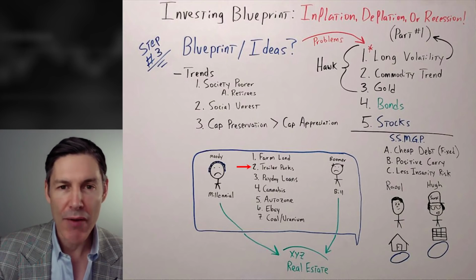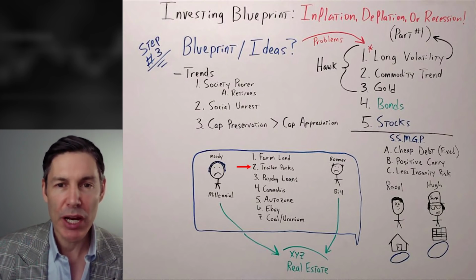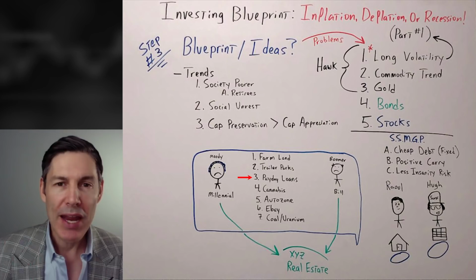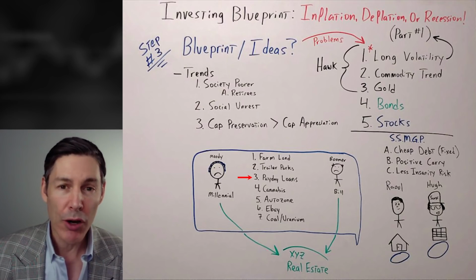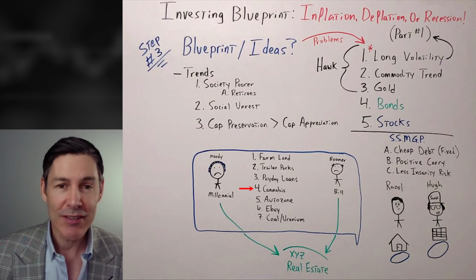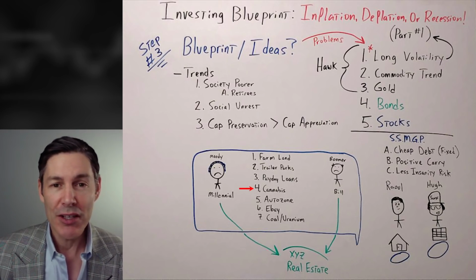Trailer parks, for obvious reasons. As a society, if we're getting poorer, we still need a roof over our head, so we're going to look for the cheapest option possible. Payday loans, unfortunately: if the unemployment rate is extremely high for a long period of time, more and more people are going to need this type of service. Cannabis, you know what they say, when we go into a recession, the things that do well are alcohol and cigarettes. I think moving forward, you've got to throw in cannabis as well.